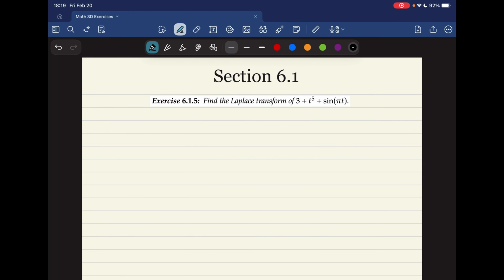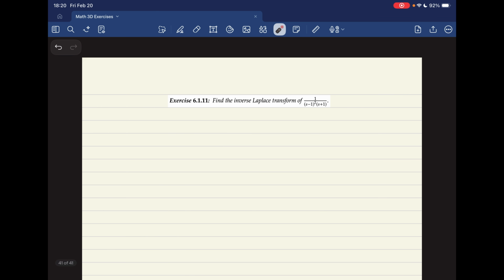Hello. In this video, I'm going to be solving two exercises from section 6.1 of Jiří Lebel's Notes on Diffy Qs. This section is about Laplace transforms. It introduces them, and the two exercises I'm doing are related to Laplace transforms. The first exercise, 6.1.5, is to find the Laplace transform of this function right here. The other exercise, 6.1.11, wants us to find the inverse Laplace transform of this function right here.